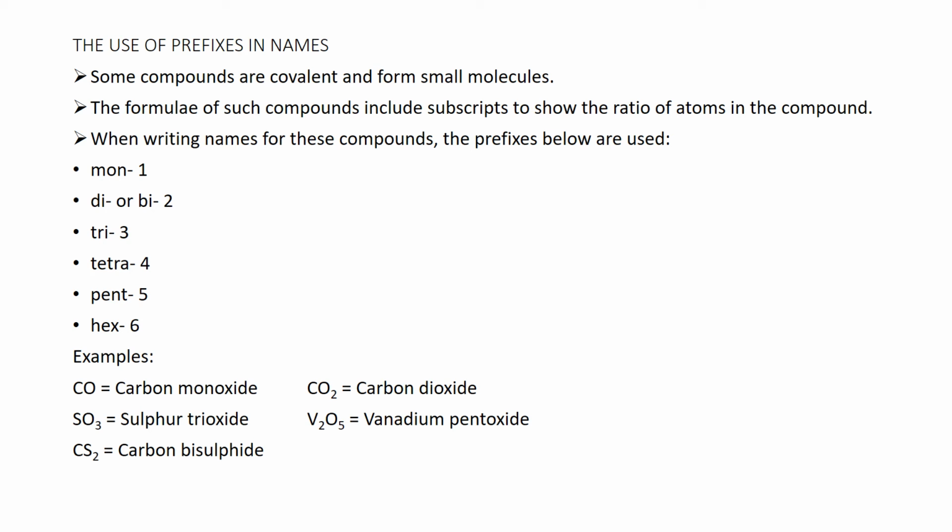As you can see, we do not write the prefixes for the atom that we start with in the compound, like for carbon, or for vanadium, for example. We didn't say divanadium pentoxide, we just said vanadium pentoxide. So we use these prefixes for the anions, so to say.